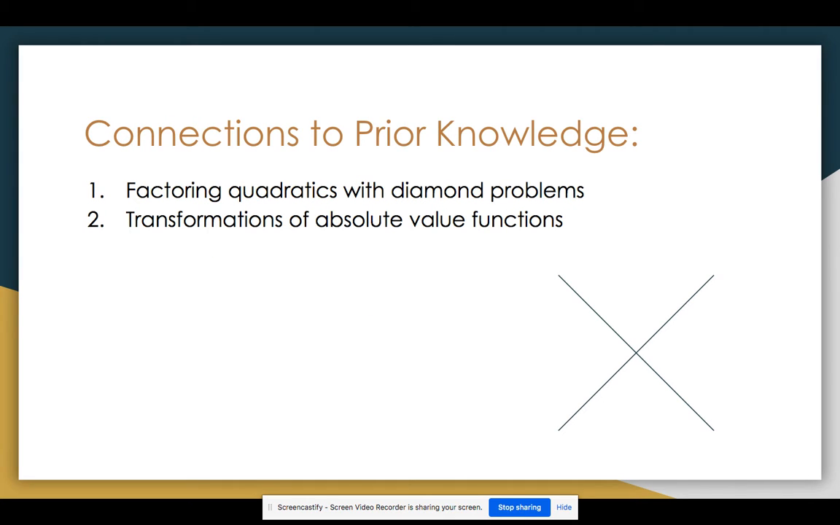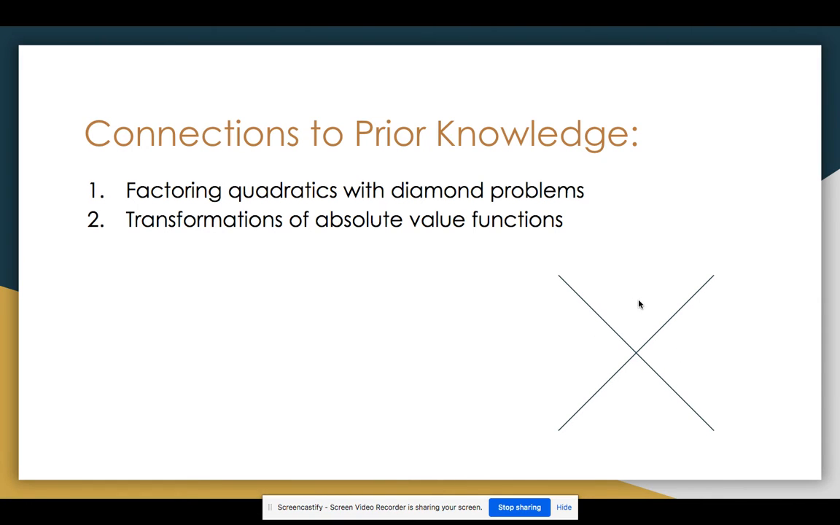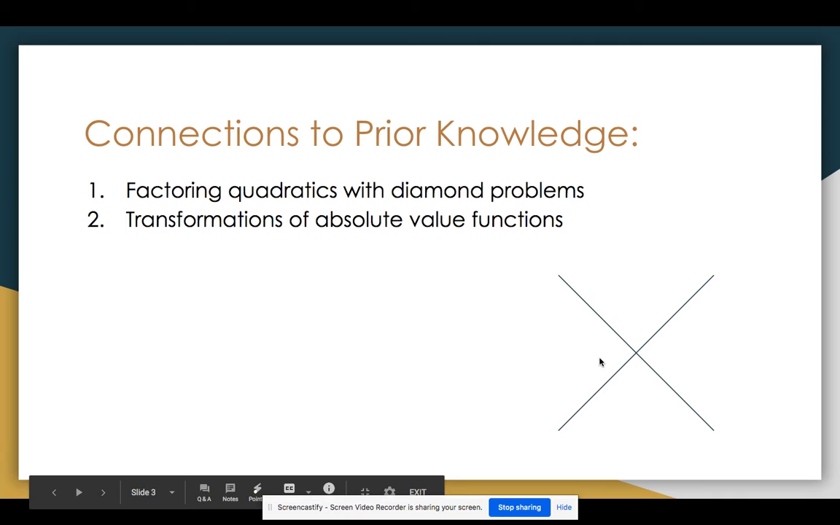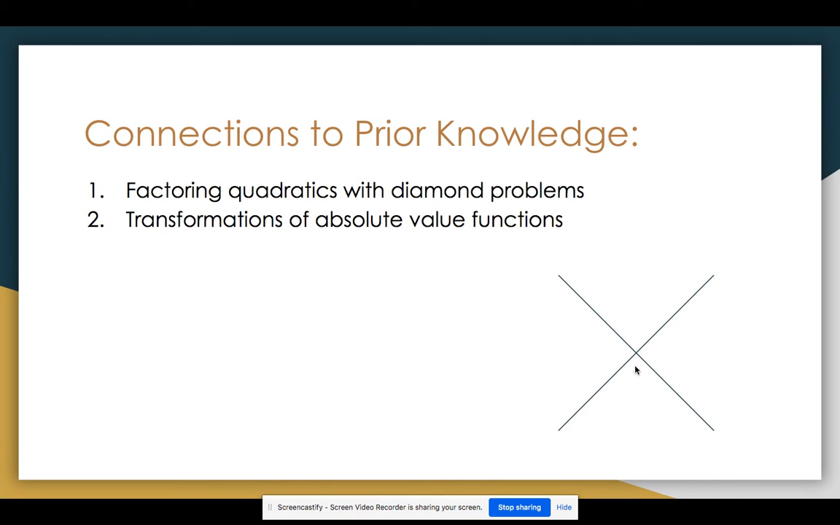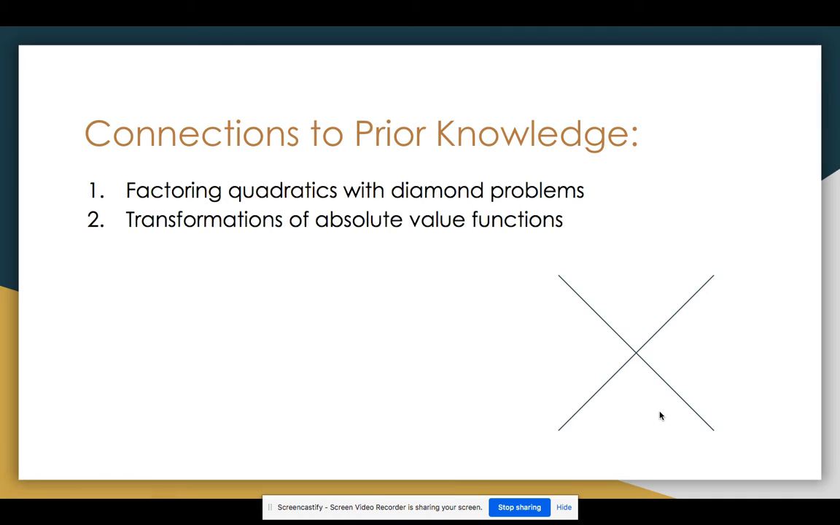All right, so like I said, some connections to prior knowledge. The big one is factoring quadratics with diamond problems. So as a refresher, this is what your diamond problem looks like. Your A times C goes on the top and your B goes on the bottom, and you need two numbers on the sides that multiply to your top and add to your bottom. Okay, multiply to your top, add to your bottom. Okay, and then the other thing is transformations of absolute value functions and like how I said on the last slide, how those relate to your quadratic functions.